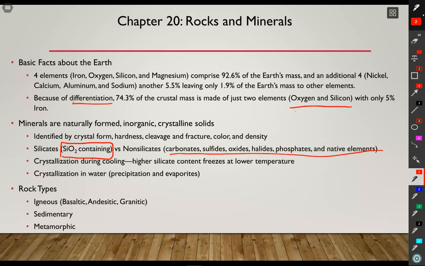Hannah, so you're saying that minerals are identified by crystal form, cleavage and fracture, and so on? I am indeed saying that.